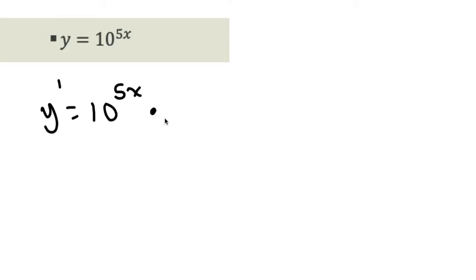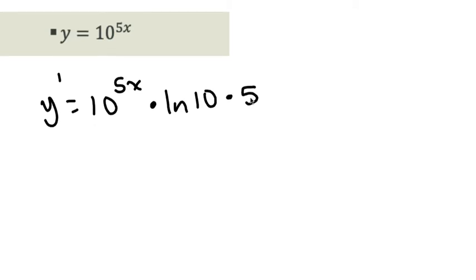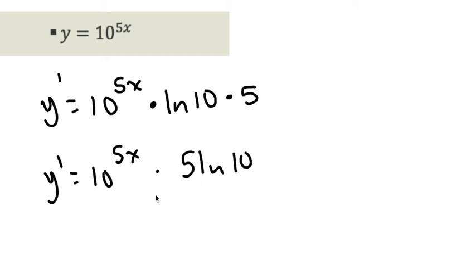And then we're going to do times ln of the base because the base is not e, so ln of the base, which is 10. Since our exponent was not just simply an x, we need to multiply that now by the derivative. So the derivative of 5x is just 5. There are multiple ways that you could write this. 10 to the 5x, we can't write that any other way. But we could write this as 5 ln of 10.